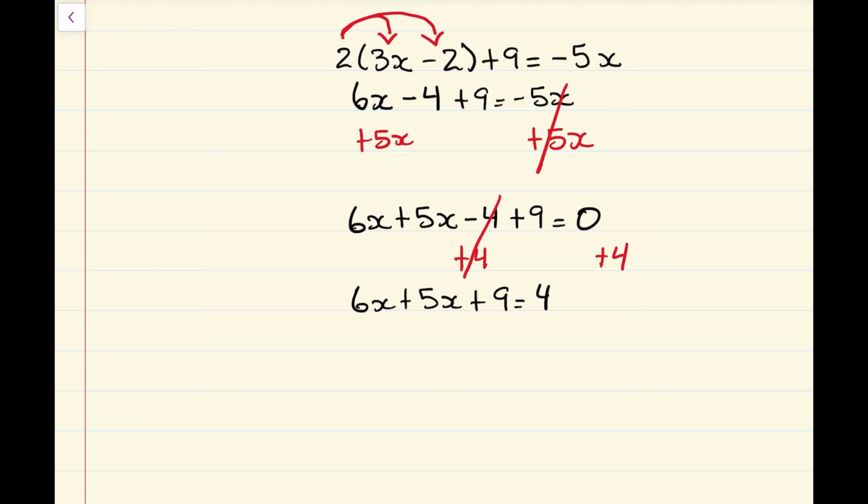Okay, so now what we're going to do is subtract 9 from both sides so that we can take 9 from this side of the equation. So let's just subtract 9 on both sides of the equation. Then these two would cancel out. And our resulting equation would be 6x plus 5x is equal to 4 minus 9.